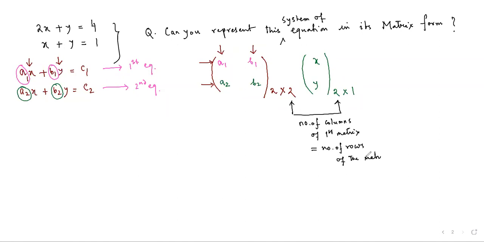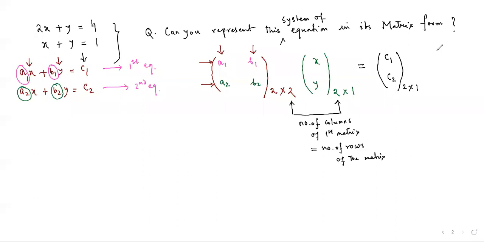This is a recapitulation. If you ask me why it is so, go to any mathematics book and open the pages on matrices, and you will find this rule. It is the rule on the basis of which we can multiply two matrices. How do we multiply? A1 into x plus B1 into y, then A2 into x plus B2 into y. On the right-hand side, we write the column C1, C2, which is a 2x1 matrix. This is the matrix form of the system of equations.